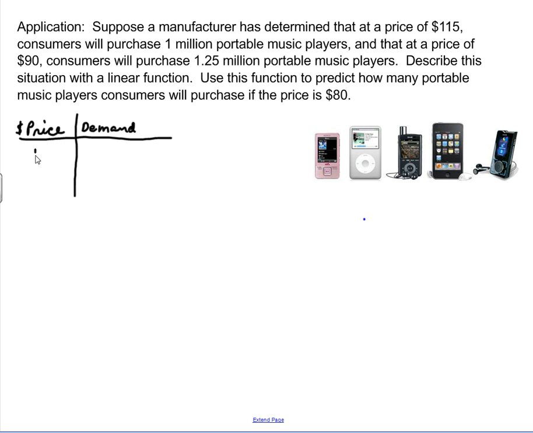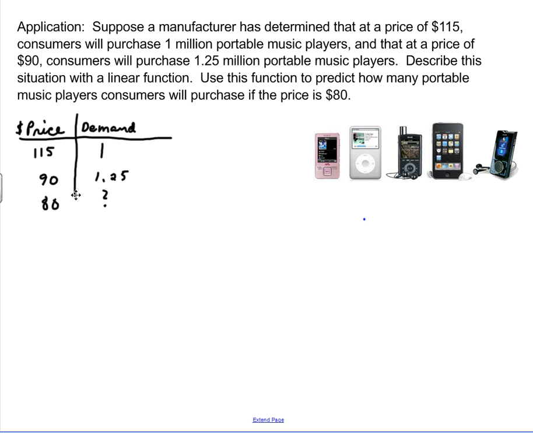And we said if we had a price of $115, that 1 million would buy our product. And if we set it at $90, we said 1.25 million might buy our product. And the question, of course, is, well, what happens if we set it at $80? Right? How do we figure that out?